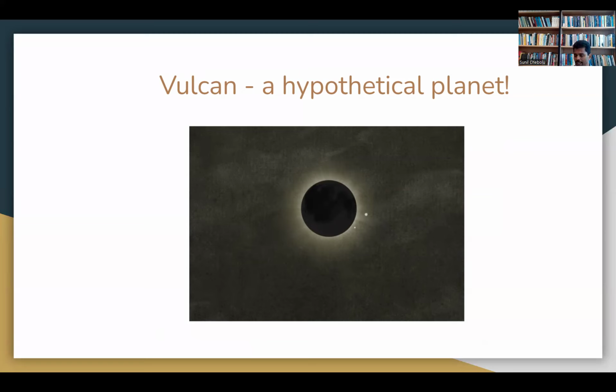So people waited for a total eclipse of the sun. Every eclipse they observed it, but they couldn't. The planet was just not there. So then they had to scratch that idea out. There is no such planet which is influencing Mercury. So that's too bad. So what else can we do then?